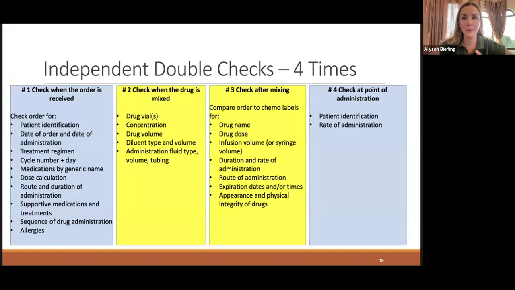And then after one nurse or pharmacist has mixed the chemotherapy, another nurse or pharmacist should be comparing the order to the chemotherapy labels. We want to be checking for the drug name, the drug dose, infusion volume, the duration and the rate of administration, the route of administration. Is it IM? Is it intravenous? Expiration dates or times, and then again, the appearance and physical integrity of those drugs.